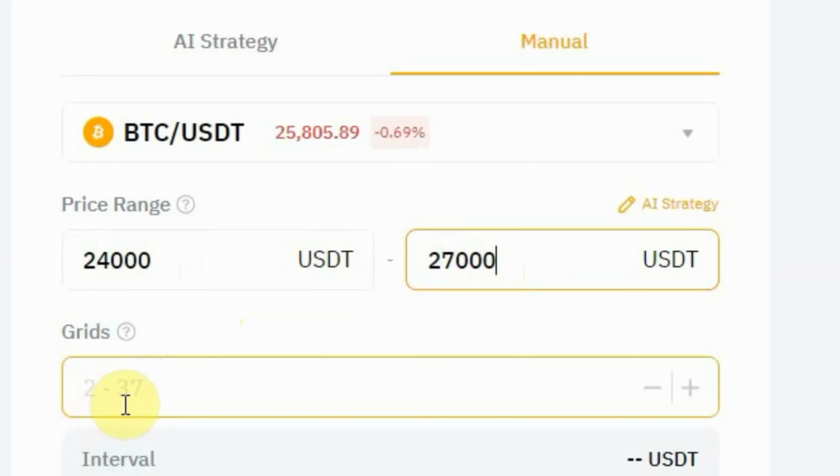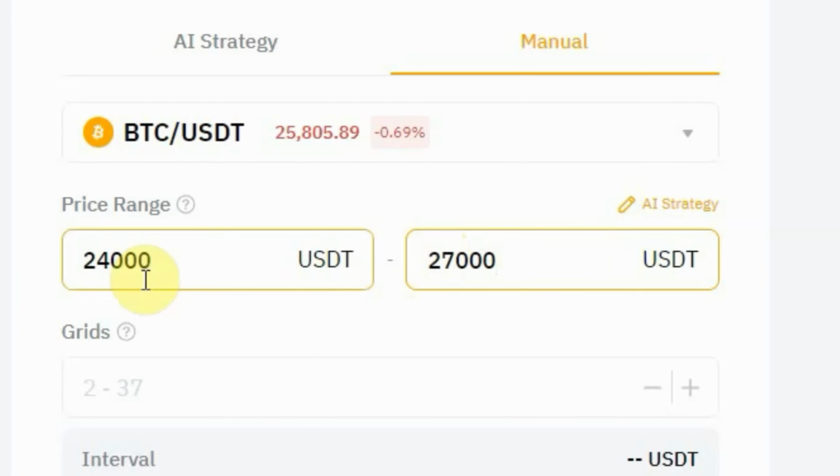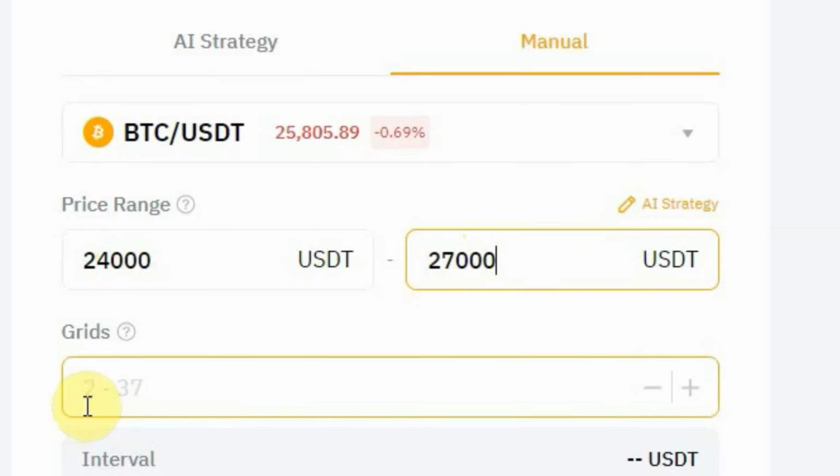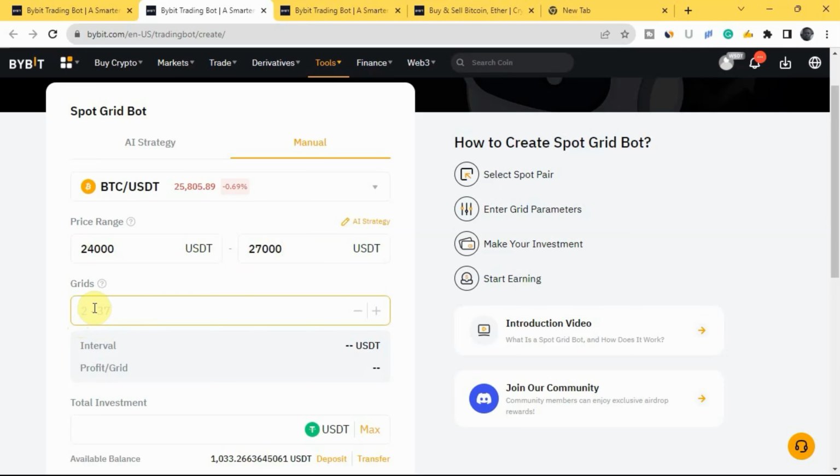It will show you the lowest number and the highest number you can enter, and this will depend on the price range you enter here. So for 24,000 to 27,000, the grids I can enter is between 2 to 37. Let's say I want to enter 35 grids. Now, what you should know is that you have profit per grid. For 35 grids, it is 0.31% to 0.35% profit per grid. One thing you need to take note of is that the higher your number of grids, the lower your profit. If I change it to 10 now, you can see I'm making 1.1% to 1.25% profit per grid. So the higher the grid, the lower the percentage you are making.